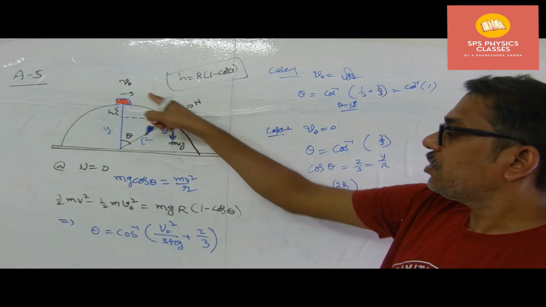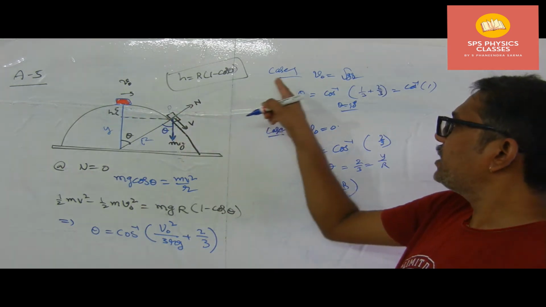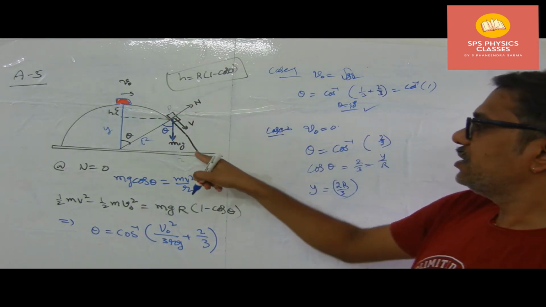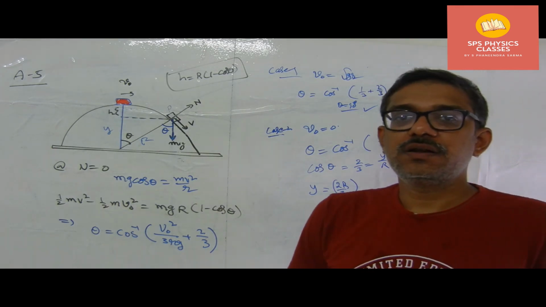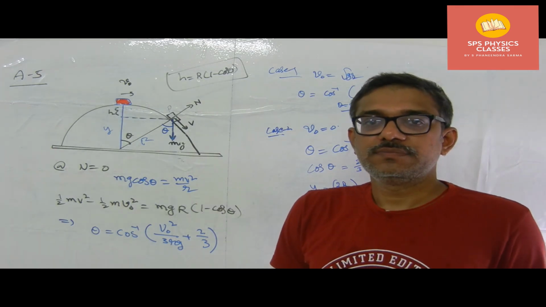Or if the object is starting with v equal to root of rg, then you can take theta directly. It will try to continue in the vertical circular motion. Like this, in the examination, we can face some questions. Thank you.